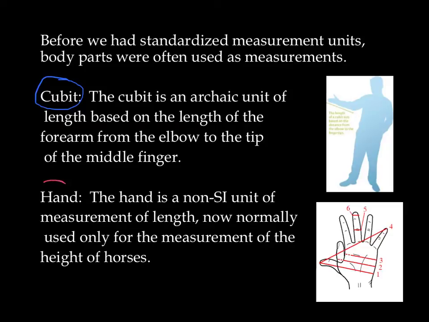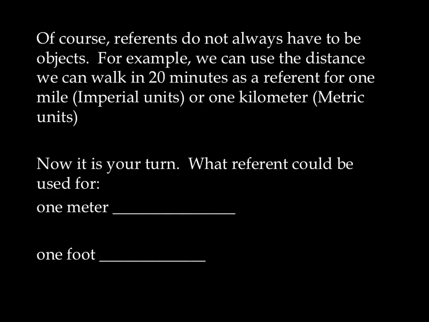Another old measurement system is called the hand, and that's literally the length of your hand from the wrist all the way to the end of your middle finger, I believe. And now this is a non-Système International, a non-SI unit that is really not used anymore, except, oddly, for the height of horses. So if you want to measure a horse height, you can measure that in hands.